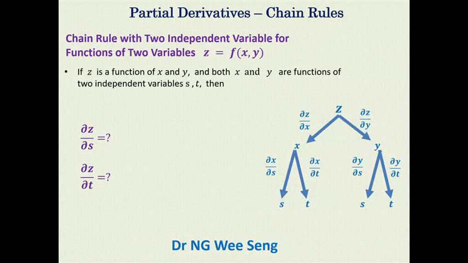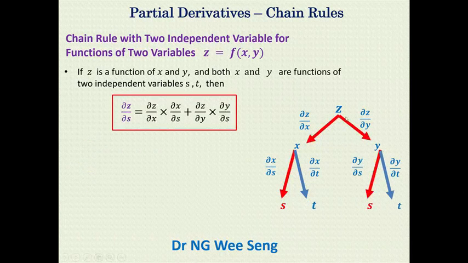Let's do them separately. First, we consider ∂z/∂s. We're going to use the chain rule in the same way, but this time we have to look at the correct paths or branches. We'll look at those connecting z and s, ignoring the one connecting z and t. So the branches involved are those in red. And along each branch, we multiply the derivatives concerned. So ∂z/∂x times ∂x/∂s is the first term, ∂z/∂y times ∂y/∂s the second term.